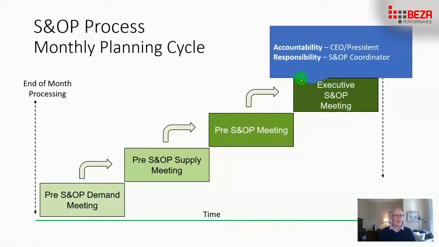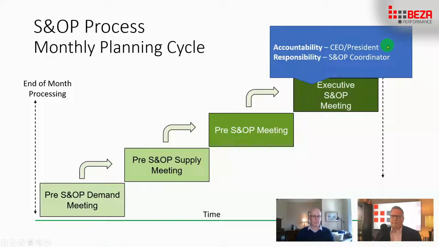Then we get to the final meeting, and this one is so important: the accountability for that meeting sits with the CEO or the president.